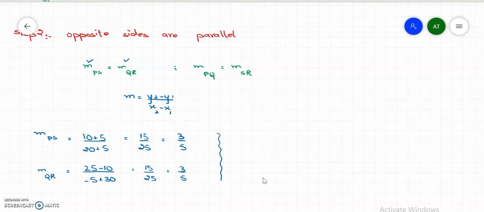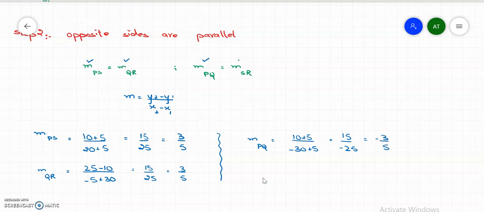Let's see the slope of the two other opposite sides. Now the slope of PQ. The P coordinates are x1, y1, and the Q coordinates are x2 and y2. So y2 minus y1 is 10 plus 5, over x2 minus x1, that is negative 30 plus 5, right? So it would be 15 over negative 25. In the lowest form, it would be negative 3 divided by 5.